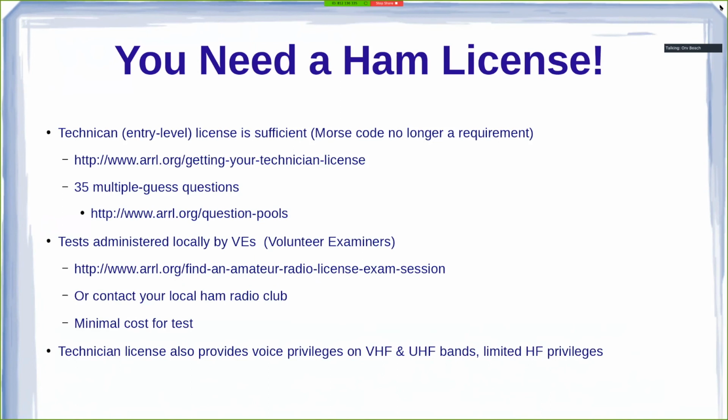The tech license has been expanded over the years. It does have voice privileges on VHF and UHF, so you can buy a handy talkie and talk to your local new ham friends, and it also has limited HF privileges. The HF bands are the ones that are long haul around the world, using the ionosphere for bouncing signals all over the world. And they don't have to be voice either. We have digital modes on HF.